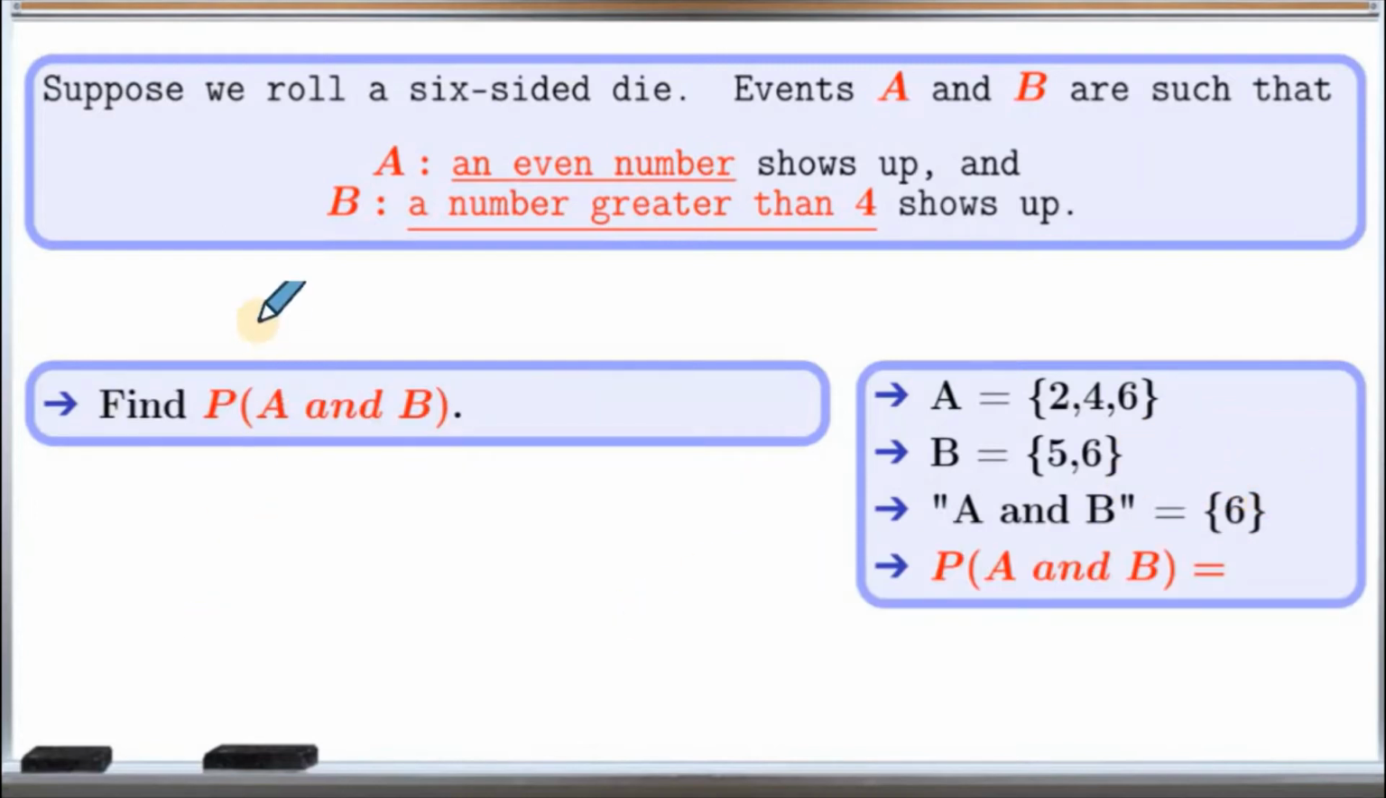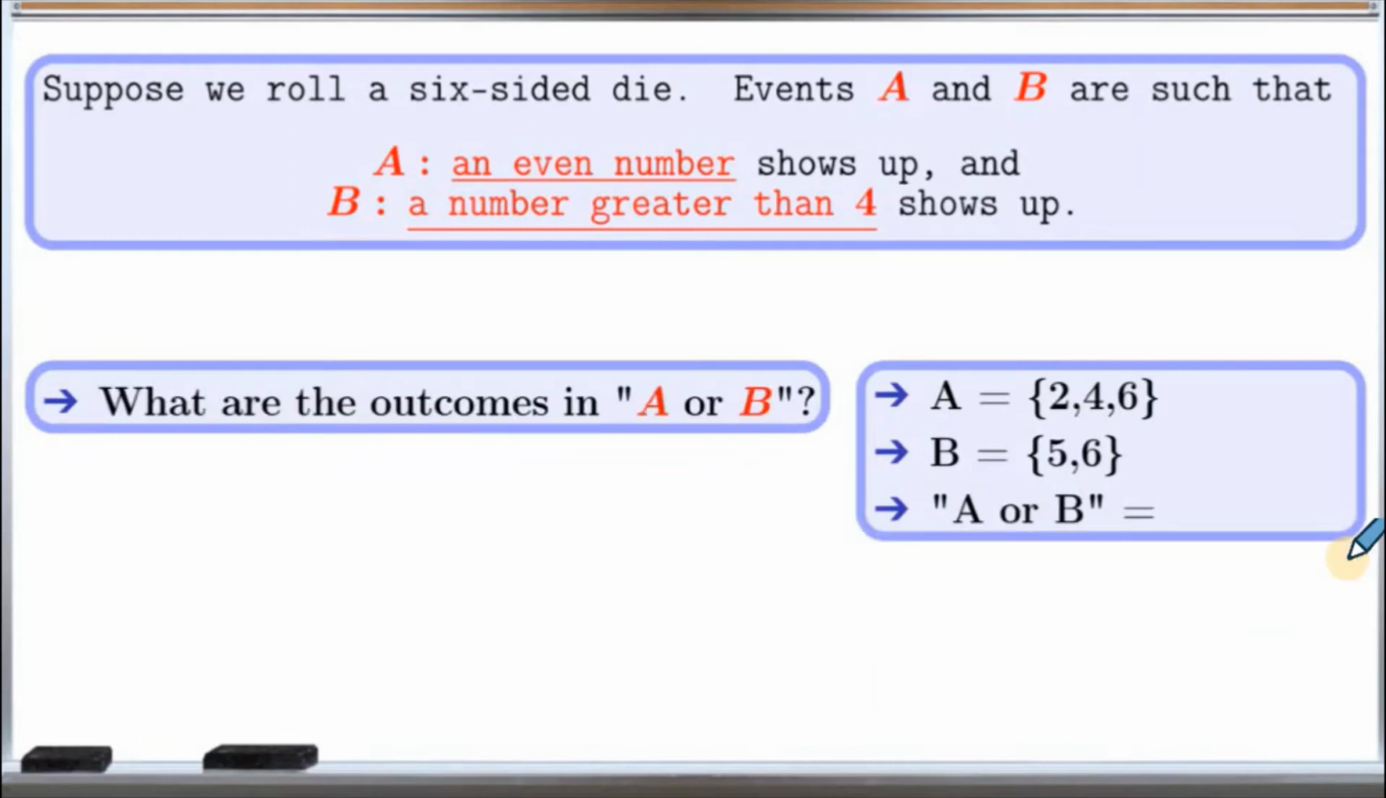So here, let's find probability of A and B. So the number of elements in A and B is 1. And the total number of possible outcomes is 6. So we get 1 over 6. So the probability of A and B is 1 over 6.